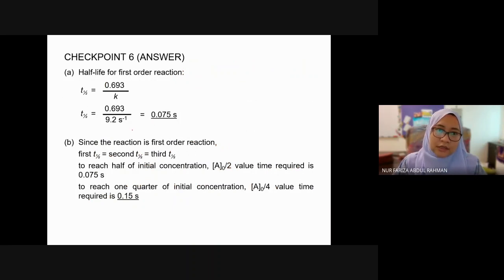Okay, alright. This is the half-life. The example here gives the half-life method. So like I said just now, for half of it you would require this one. So if you extend its half-life, for the second half-life, which becomes 1/4, you times 2, 0.075 times 2, you will get 0.15 second.